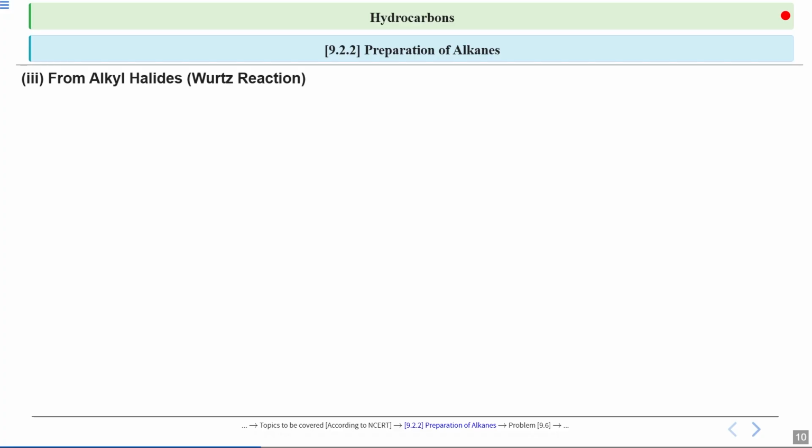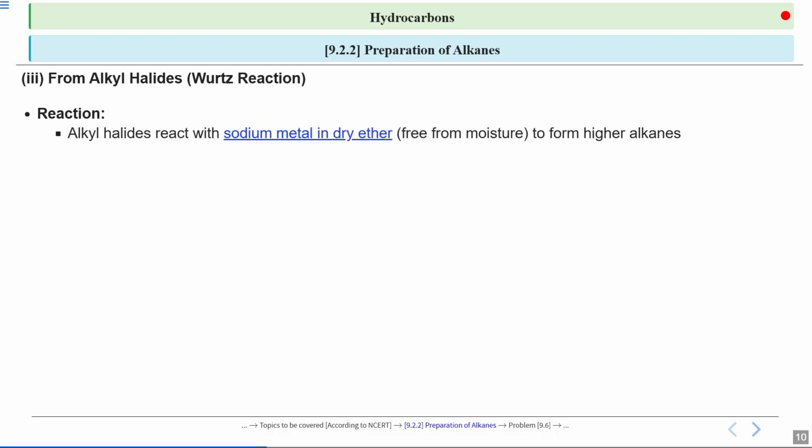So we are going to discuss the Wurtz reaction. Starting by introducing the Wurtz reaction, this reaction involves alkyl halides reacting with sodium metal in dry ether. It is crucial to note that the ether must be free from moisture to ensure the reaction proceeds correctly. This setup is used to create higher alkanes.